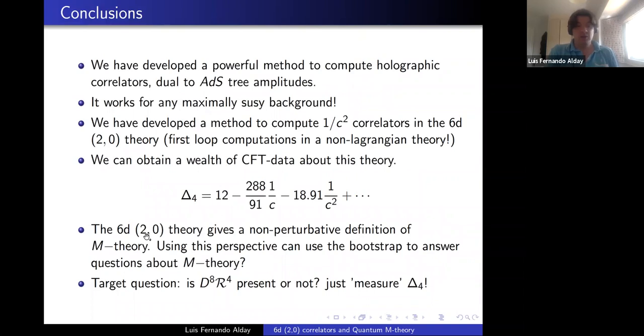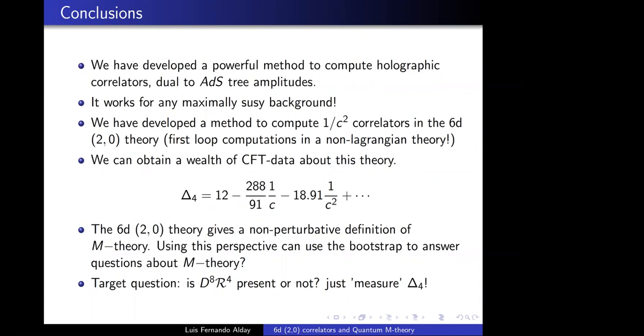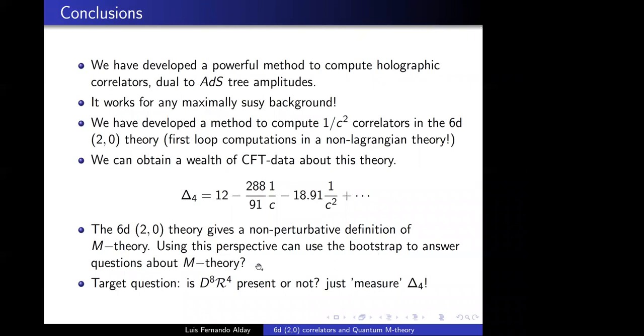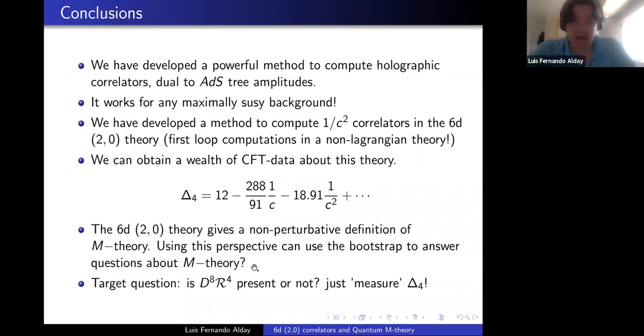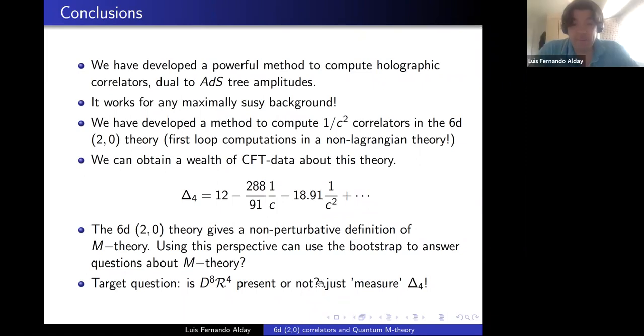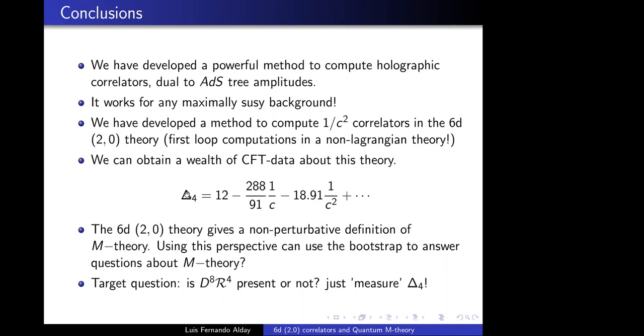But the reason why I have written this operator with spin 4, sorry, is because of the following. The 6-dimensional (2,0) theory gives actually a non-perturbative definition of M theory, at least on AdS7 x S4. So using this perspective, we can try to use bootstrap to answer questions about M theory. And a target question is whether this term D^8 R^4 is present or not in the effective action. And for this, the only thing that we have to do is measure this delta 4.